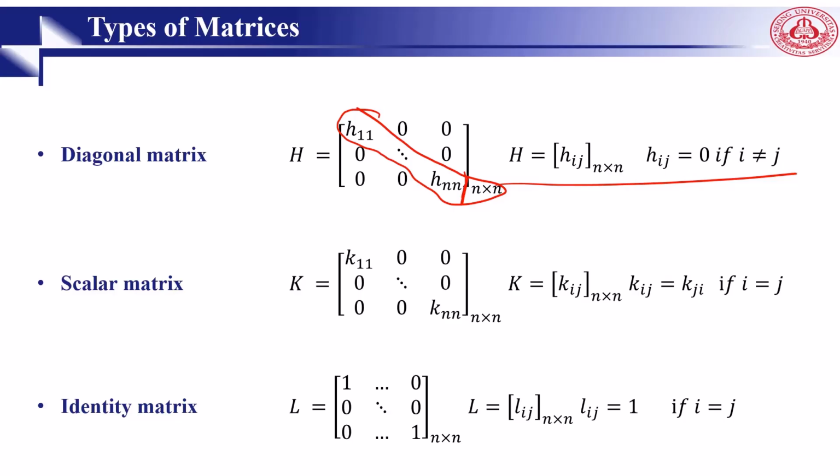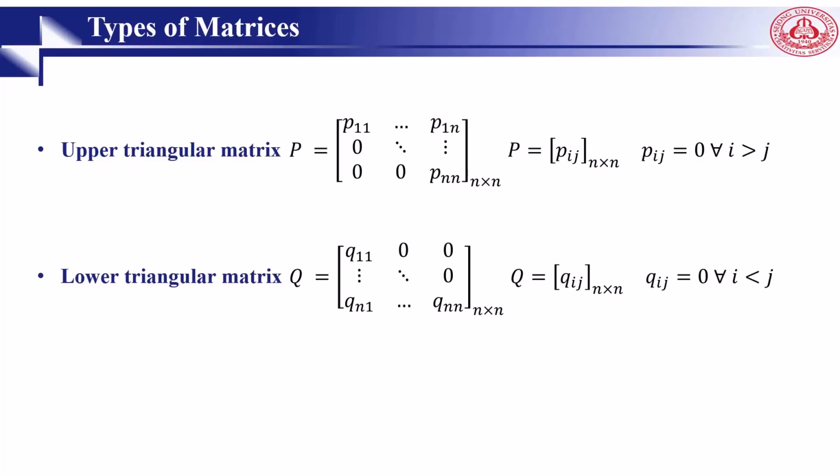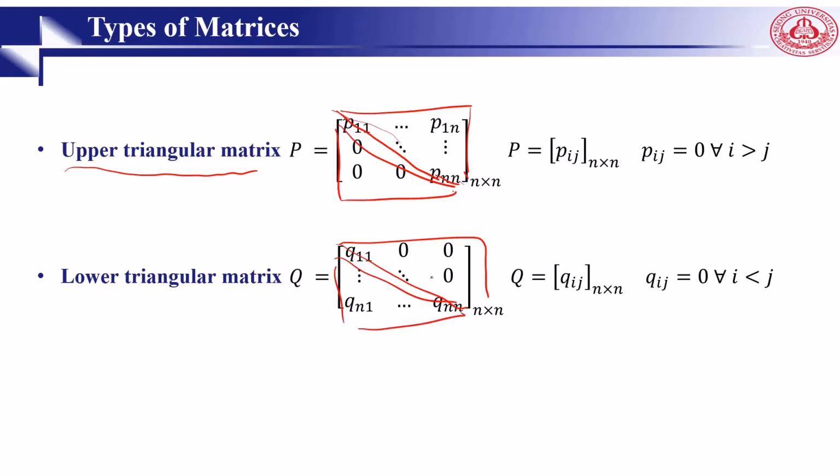In a scalar matrix, all the principal diagonal components are equal. Here they may be different, but here they are the same. In an identity matrix, a diagonal matrix, all diagonal elements are 1. You can see here. If we divide this matrix into two triangles, then if the lower side is 0, we call it an upper triangular matrix. If the upper side is equal to 0, then we call it a lower triangular matrix. So these elements are all 0, and these elements are all 0 here. This is the difference between an upper triangular matrix and a lower triangular matrix.